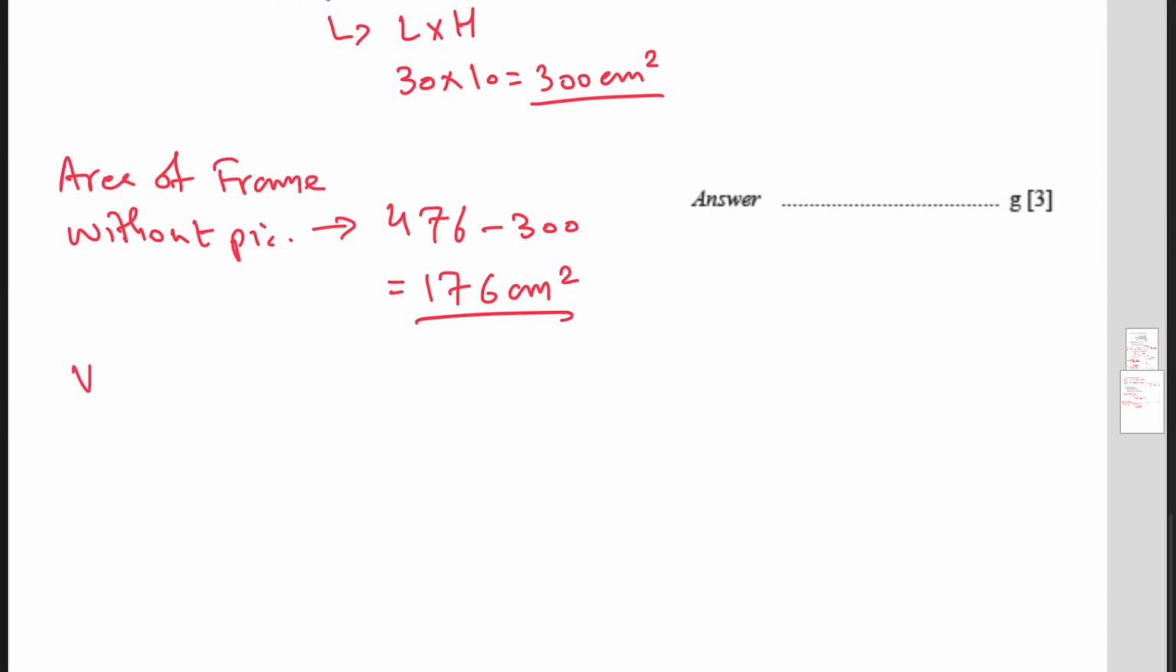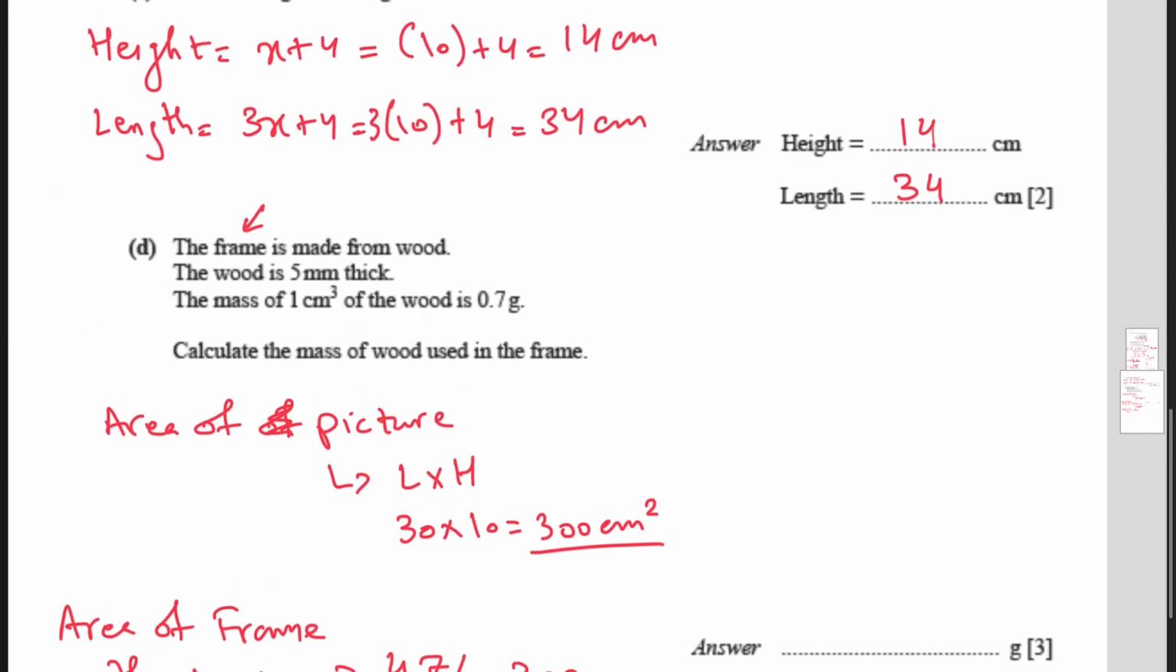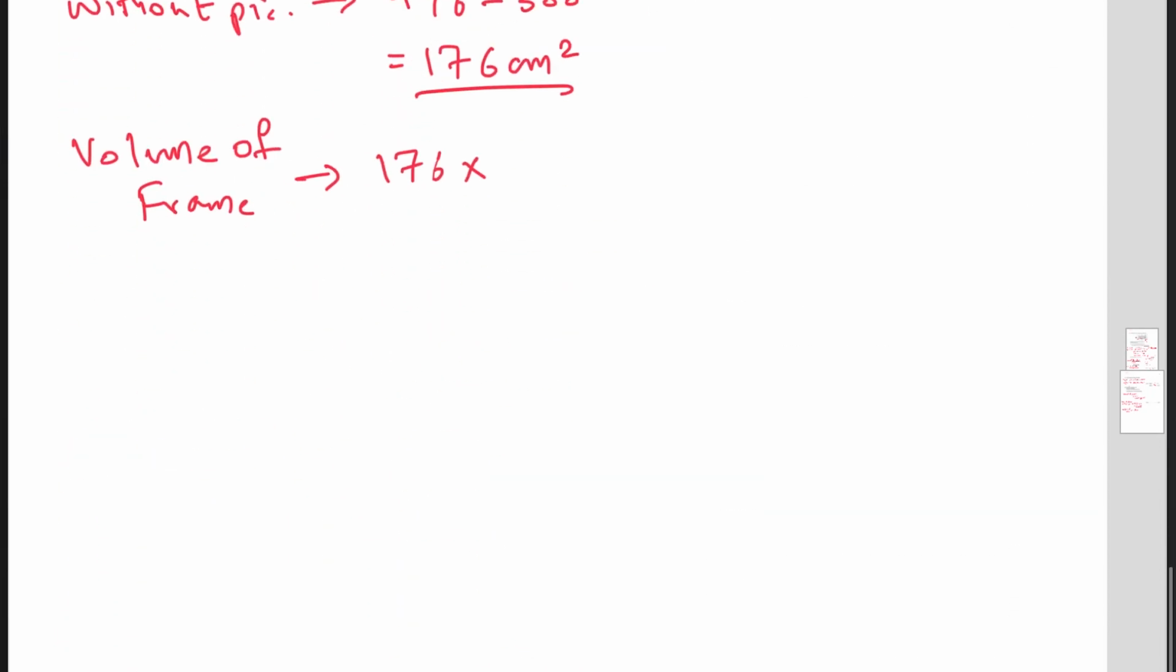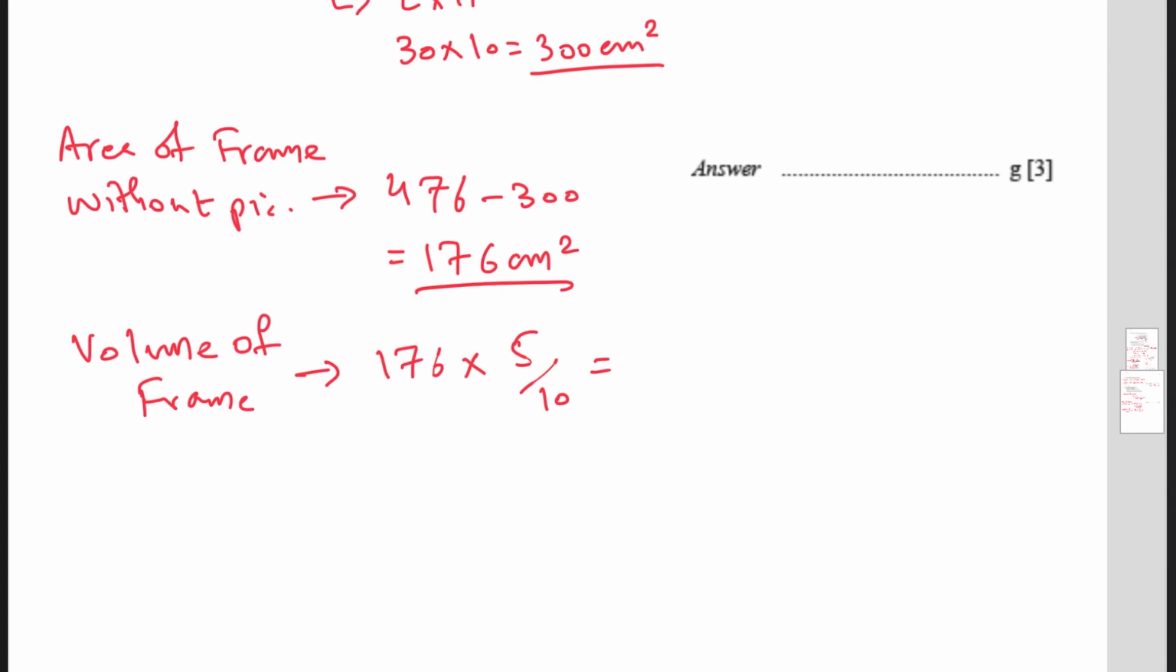Now let's find the volume of this part of the frame. So the volume of just this part of the frame would be 176 times the thickness of the frame, which is 5 millimeters. But since this is 5 millimeters, we need to convert this into centimeters. So it would be 5 over 10. Okay, so when you do 176 times 5 over 10, you get 88 centimeters cube. This is the volume of the frame without the picture.